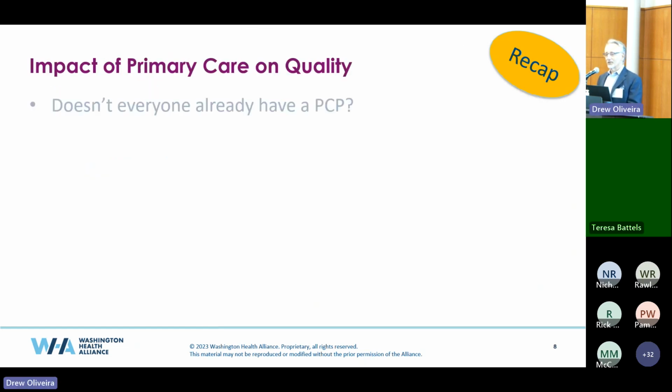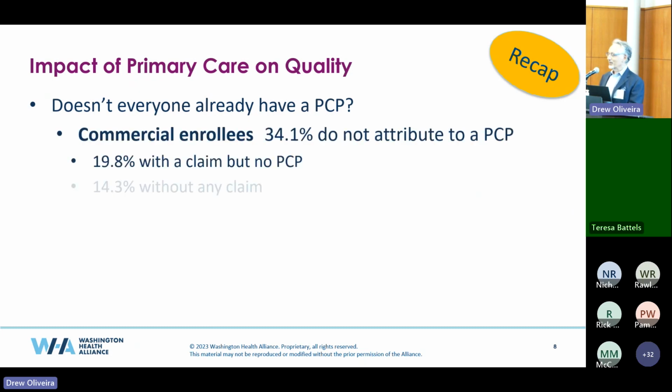The other thing we looked at was primary care. And as a primary care doc, I always sort of myopically thought everyone had a primary care doc. We know that's not true. On the commercial side, we see that about 20% of the population has claims in the system, so they're getting a refill prescription, they're seeing a specialist or whatever, but they don't attribute to a primary care doc. There's also about 14% of people who have no claims at all.